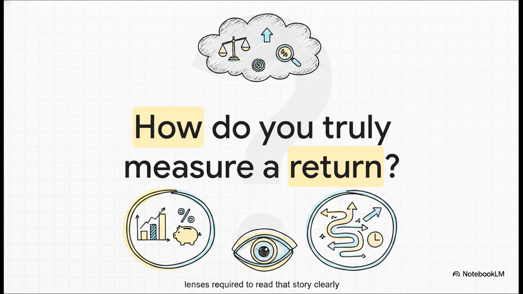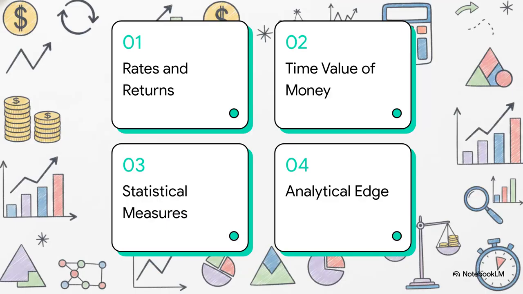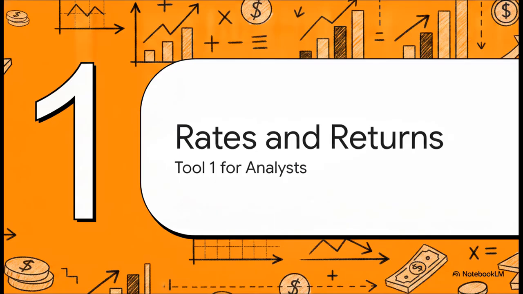An interest rate isn't just a number, it's a story about opportunity cost and risk. By the end of this explainer, you're going to have the specific quantitative lenses you need to read that story clearly, separating the background noise from the actual financial reality. Here is our roadmap for today. We'll start with measuring rates and returns, then move to the time value of money, dive into statistical measures of returns, and finally, we'll wrap up by sharpening your overall analytical edge. All right, let's kick things off with our first tool, establishing a solid baseline for measuring rates and returns.